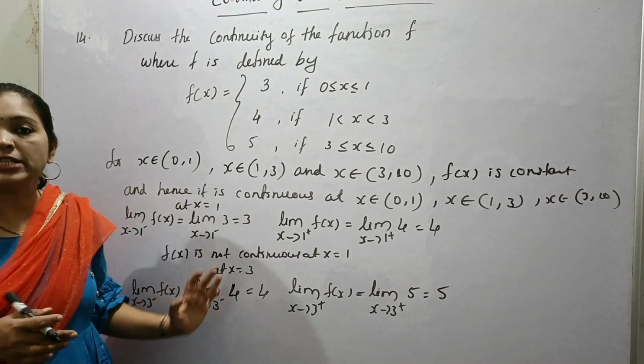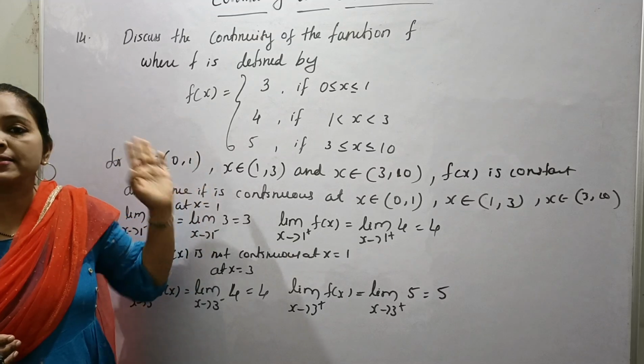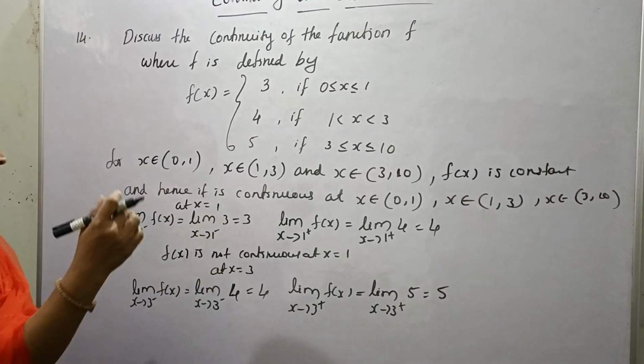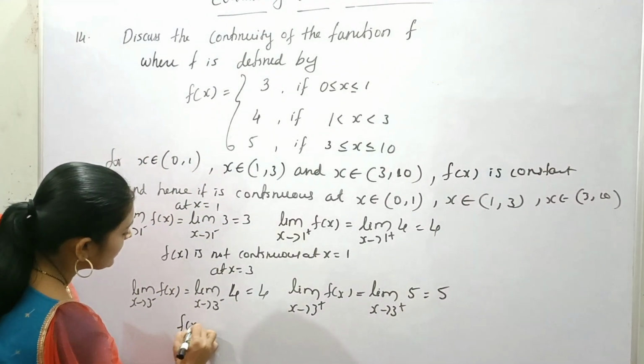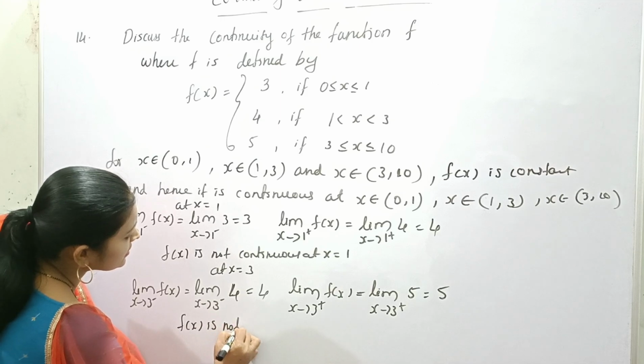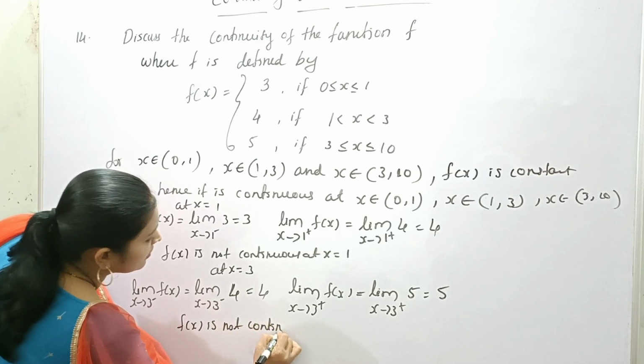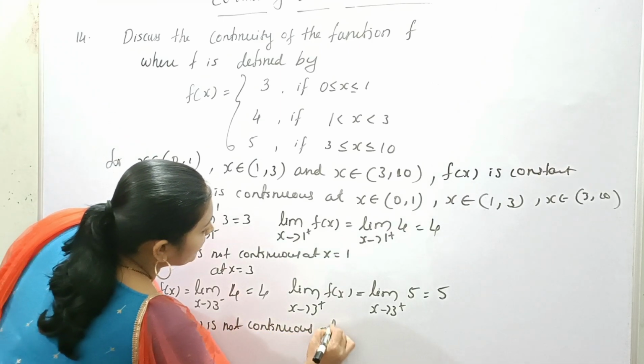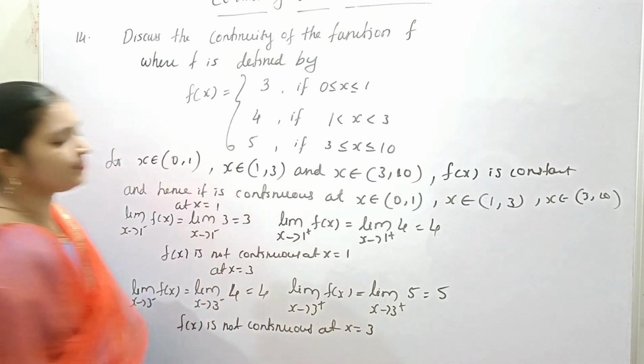See, here also we have got left hand limit not equal to right hand limit. Hence, this function is not continuous at x is equal to 3 also. Okay. So here f of x is not continuous at x is equal to 3.